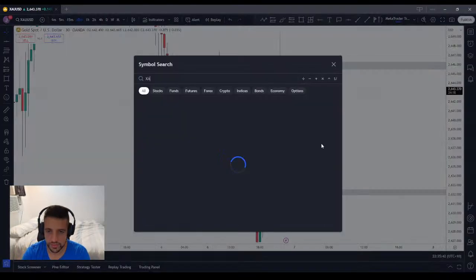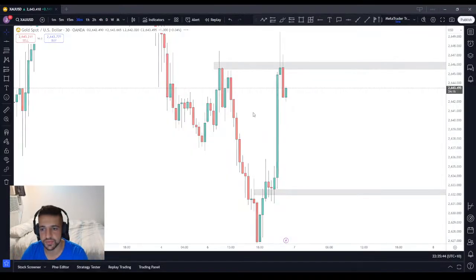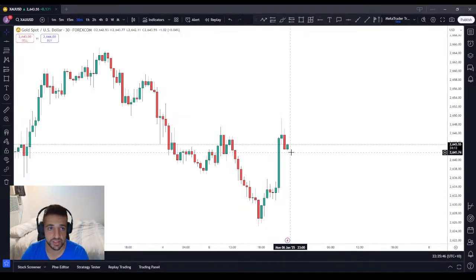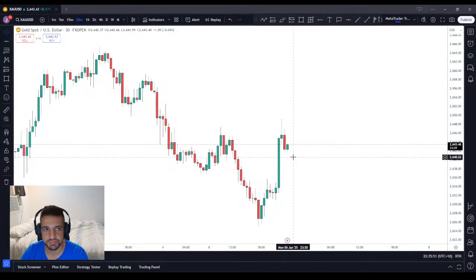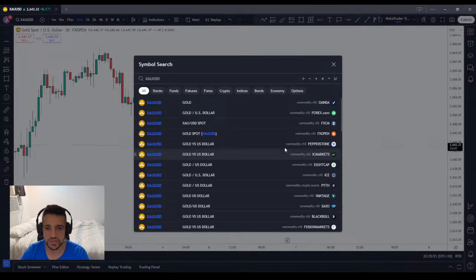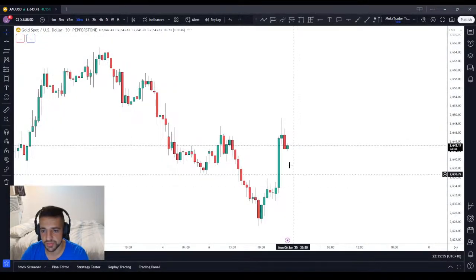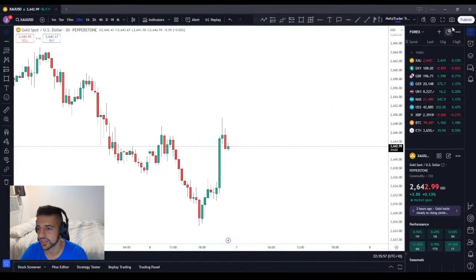How's it looking? That's Oanda. What's Forex.com? Forex.com gives it no bottom wick. FX Open, no bottom wick. Pepperstone. Yeah, they're all saying no bottom wick. What else do we have over here?